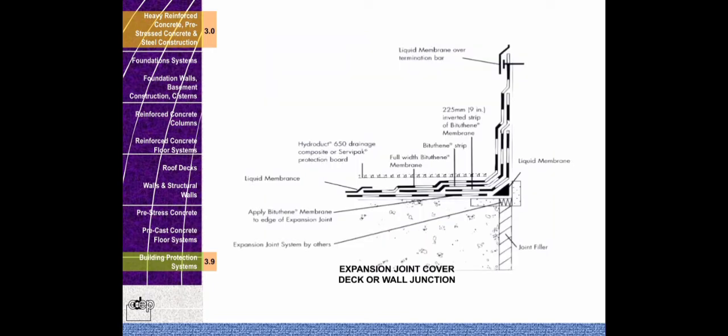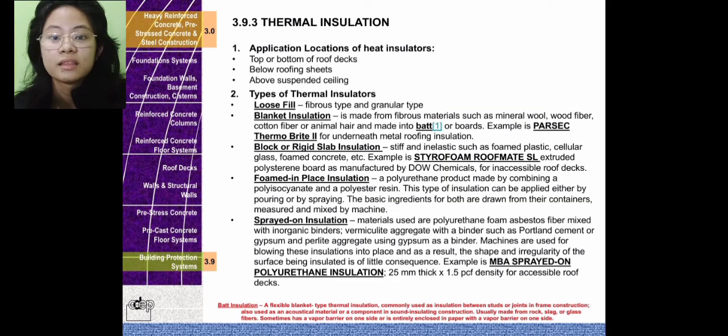Lastly is the expansion joint cover deck or wall junction. Consists of liquid membrane over termination bar, 225 mm or 9 inches inverted strip of bituthene membrane, bituthene strip, pull with bituthene membrane, Hydroduct 650 drainage composite or Servipack protection board, liquid membrane, apply bituthene membrane to edge of expansion joint system by others, joint filler, and liquid membrane.